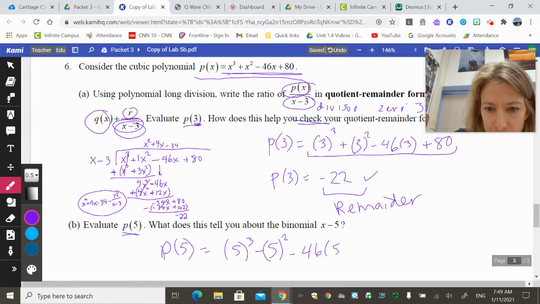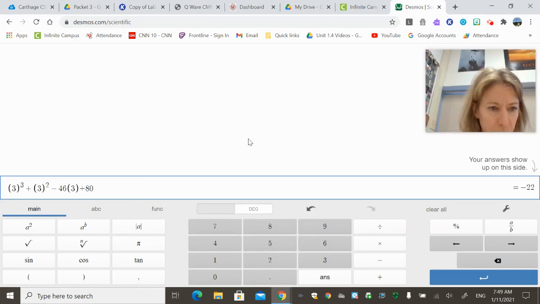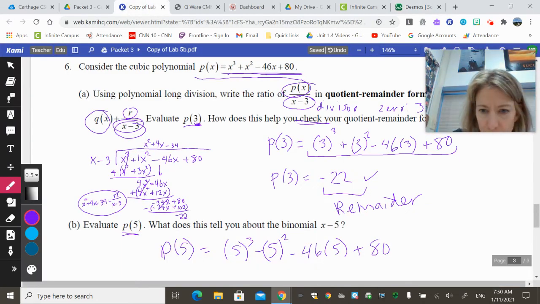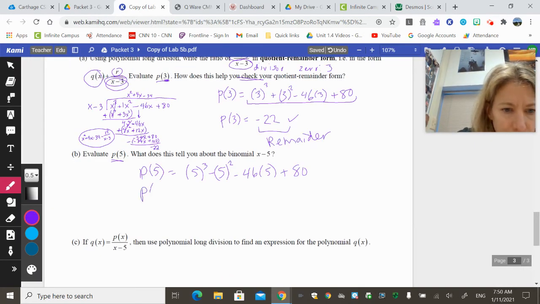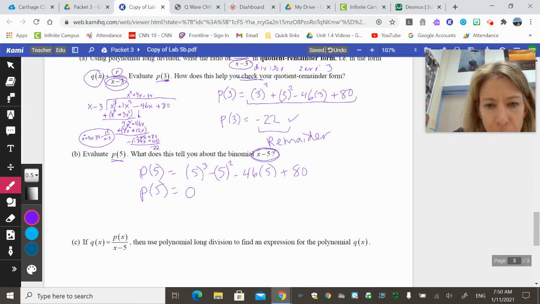And it's kind of nice because I already have this on my Desmos, so I think it's just going to be super easy. I can just go back and change these to 5s. Change my input to 5. And notice it automatically updates, and now P of 5 is 0, okay? So I know P of 5 is 0, which means if I divide P of x by x minus 5, I get a remainder of 0, okay? This is the remainder again.